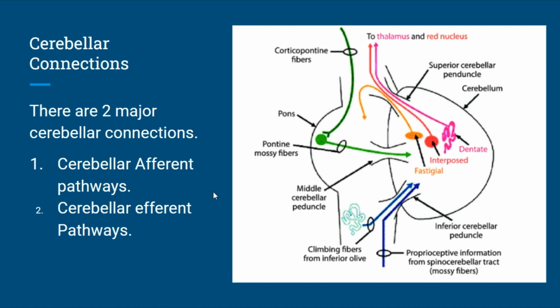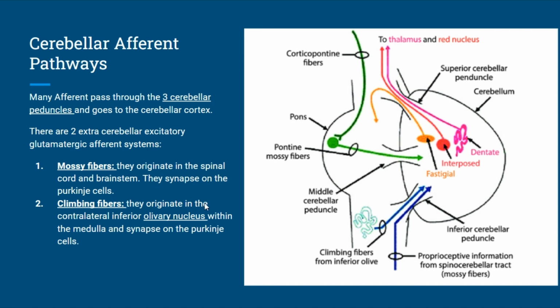So now we're going to look at the cerebellar connections. If you remember from the first part, there are three peduncles that are going to connect the cerebellum with the midbrain. The first one is the superior cerebellar peduncle, then the middle cerebellar peduncle, and the inferior cerebellar peduncle. So there are two types of pathways. One is the cerebellar afferent pathways, and the second one is the cerebellar efferent pathways.